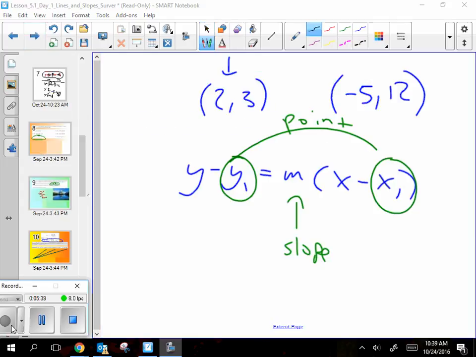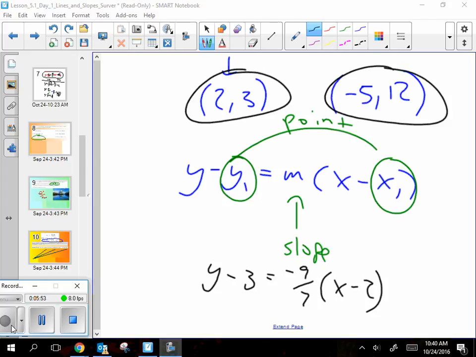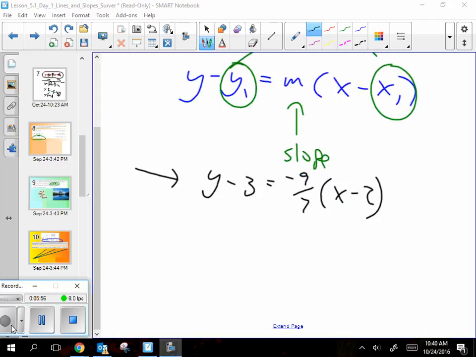y - 3 = -9/7 (x - ...). All right, so there we have, given the point-slope equation, we're taking these 2 points and we have put them in and we've got this equation, but some kids think, well, that's not done yet. You have to solve for y. No, you don't have to solve for y. This is a good equation. It's just as good as the other kind where you solve for y.